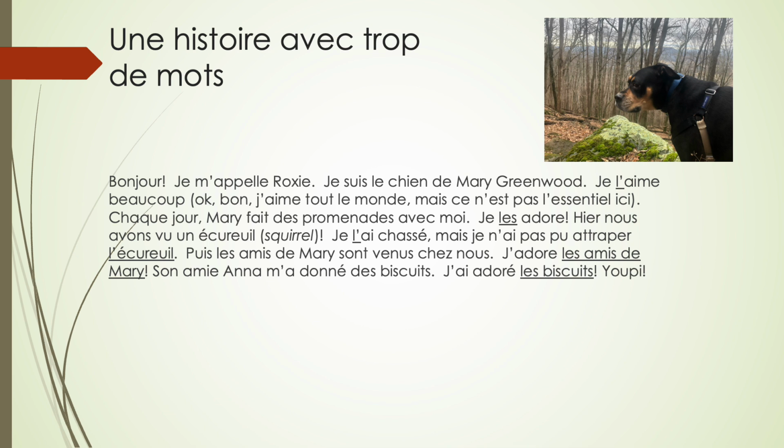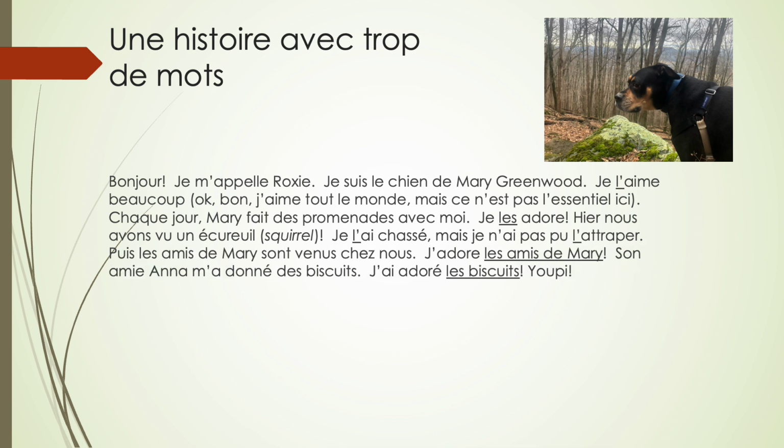Mais je n'ai pas pu attraper l'écureuil. So once again, l'écureuil is going to be le. But here, this is tricky. Je n'ai pas pu attraper. So we have this past tense verb, but we also have the verb attraper, which is an infinitive. So because we have an infinitive, we're going to put écureuil or le with attraper. And once again, it's going to be L apostrophe. Je n'ai pas pu l'attraper.